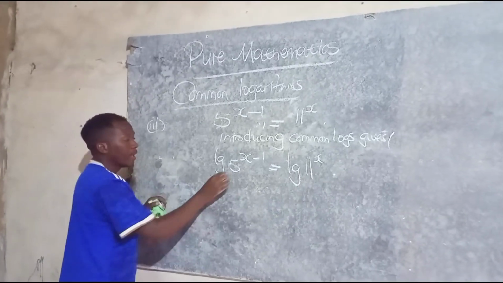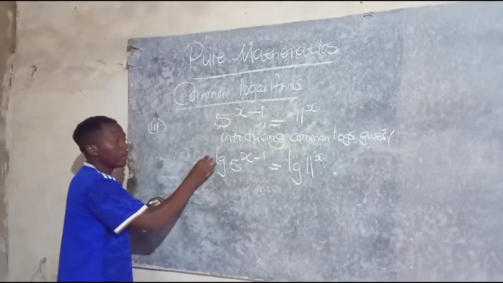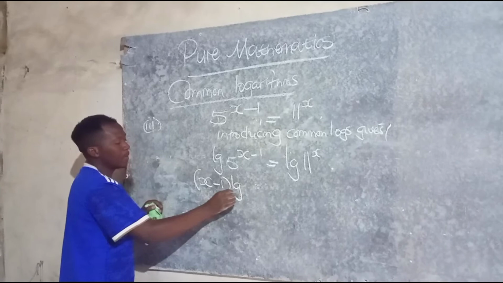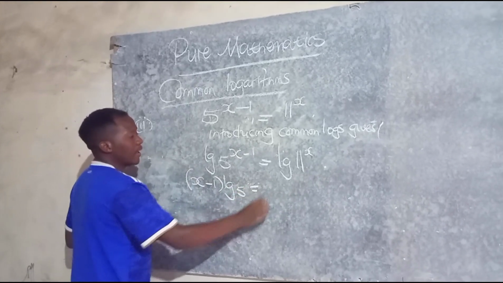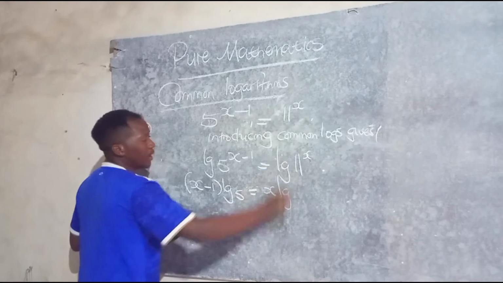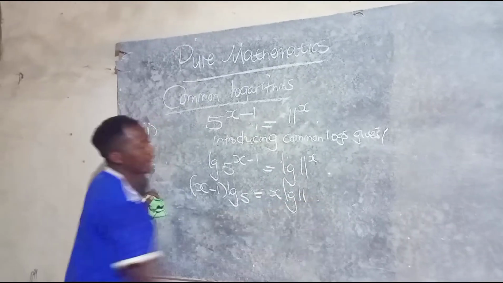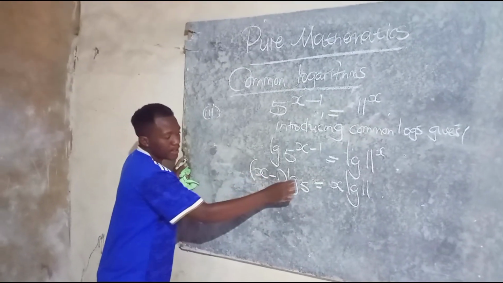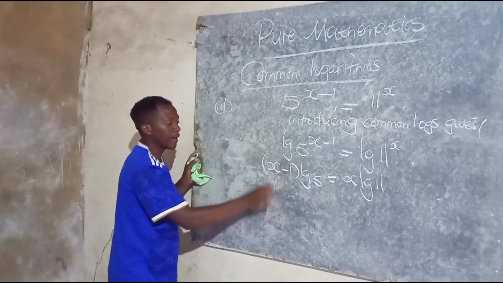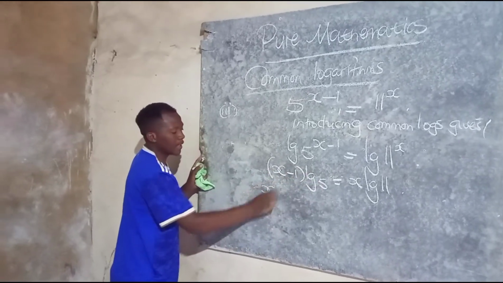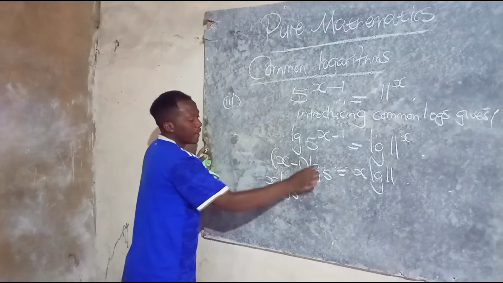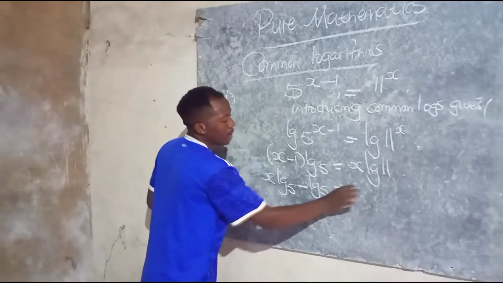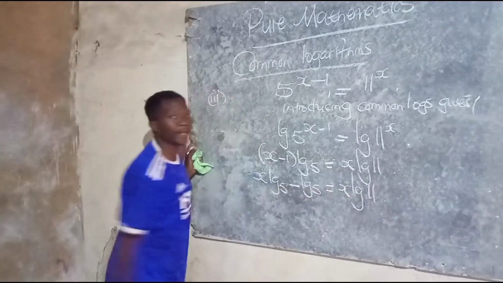Then this x minus 1 will drop as a coefficient in front of the log. So it will be (x - 1) log 5, then x will drop here, log 11. Afterwards, we are going to multiply this log 5 with x and negative 1. X times log 5 becomes x log 5. Negative 1 times log 5 becomes negative log 5, equals x log 11.